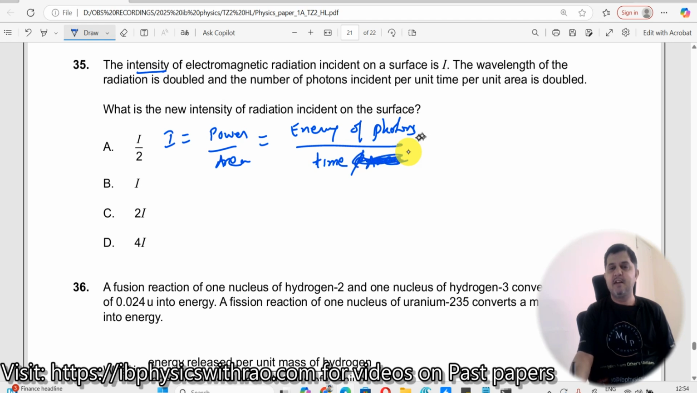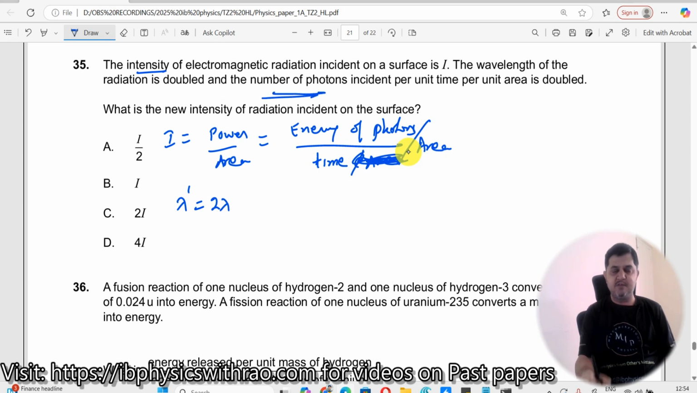I'll not put this area here, I'll put this area here. Per unit time, per unit area. This is what it is. Okay, now let us read. This is equal to I. The wavelength of the radiation is doubled. Okay. Lambda dash becomes 2 times lambda. And the number of photons incident per unit time per unit area is doubled.